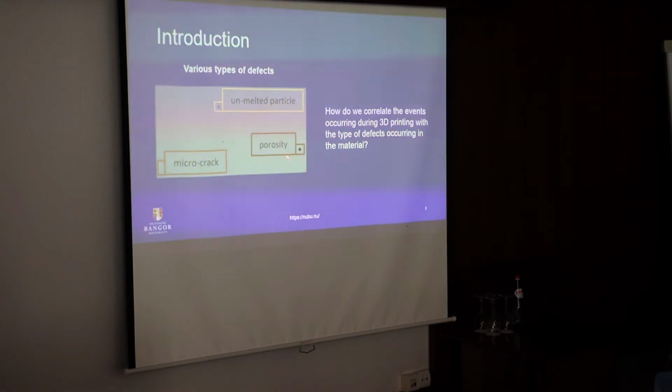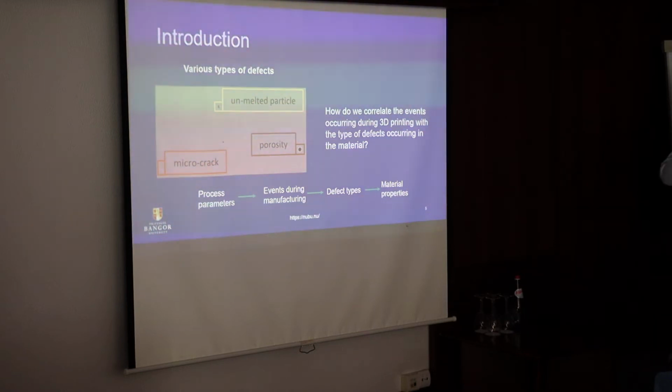Like for example the unmelted particle from the porosity. And correlating these defects to the events occurring during the manufacturing process is quite a challenge. So there are the process parameters, there are the events, the defect types, and how those affect the material properties. That's the overarching goal, to understand the relation between each of those.